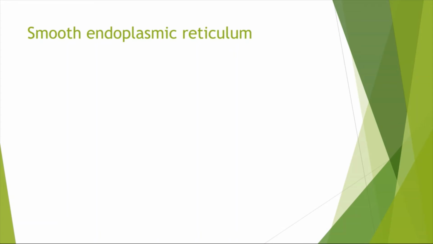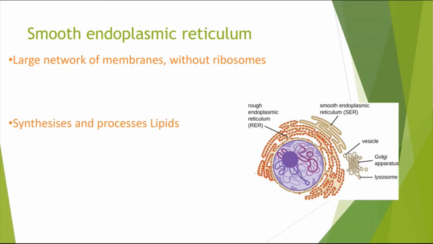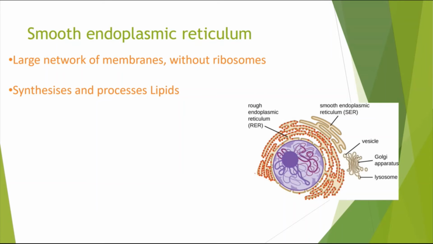Okay, now the smooth endoplasmic reticulum. So if you're comparing them to the rough endoplasmic reticulum, so for example, this is the rough endoplasmic reticulum. It has a lot of dots, which are the ribosomes, but the smooth endoplasmic reticulum has none of these. So that is the difference when you're looking at a diagram. So these again are a large network of membranes, but these are without ribosomes this time. So what they do is they synthesize and process lipids. So it's lipids, not proteins this time, which the RER does.